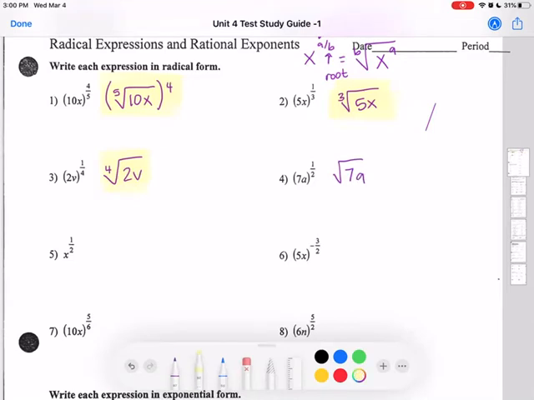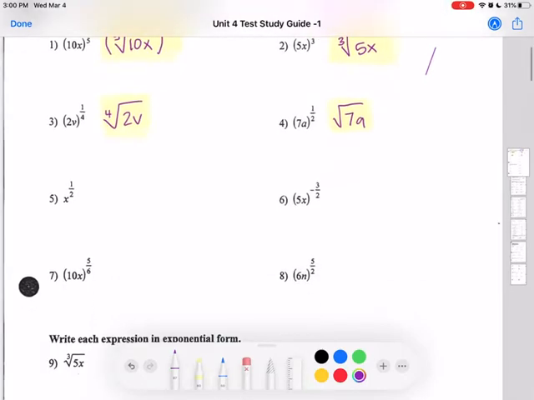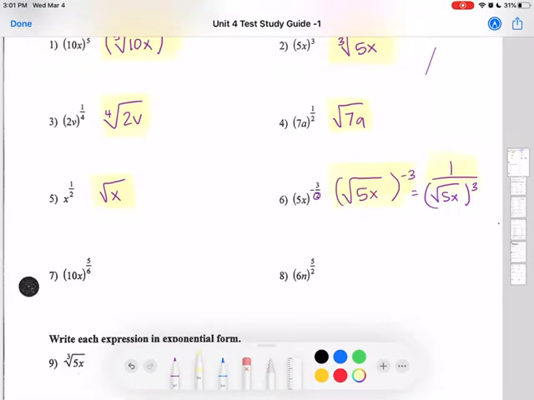I don't need to put the 2 there because if there's no index, it's assumed to be a 2. X to the 1/2 is just the square root of x. 5x to the negative 3/2: my root is 2, so I'm taking the square root of 5x, but raising this to the negative 3rd power. Now, we know that negative exponents are not okay, so what this really means is I have 1 over the square root of 5x to the positive 3rd power. But as long as you got this, you're good. But this would be the final simplified answer for that.